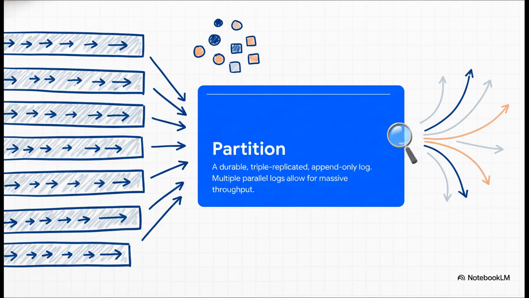Now, these events aren't just tossed into one giant bucket. No. They're written to things called partitions. The best way to think of a partition is like an ordered log file, a commit log, where new events are simply added to the end. It's a list that only ever gets longer. And this structure is what makes it so incredibly fast. By having multiple partitions, you get these parallel streams, and that's the secret sauce for achieving massive throughput.